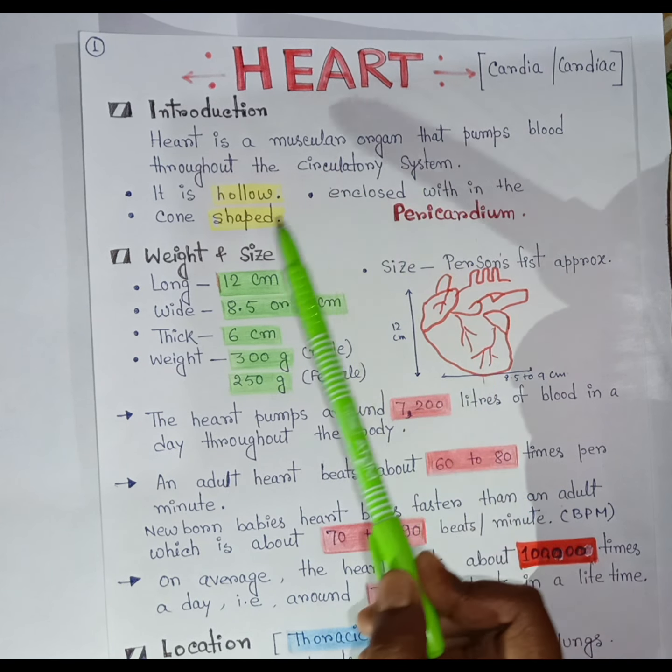Now, layers of heart. Heart is made up of 3 layers of tissue: outer, middle and inner. Outer layer is called pericardium or epicardium, middle layer myocardium and inner layer endocardium. This is a picture that shows the layers of heart. This one is endocardium, the inner layer, myocardium middle layer and pericardium is the outer layer of heart.